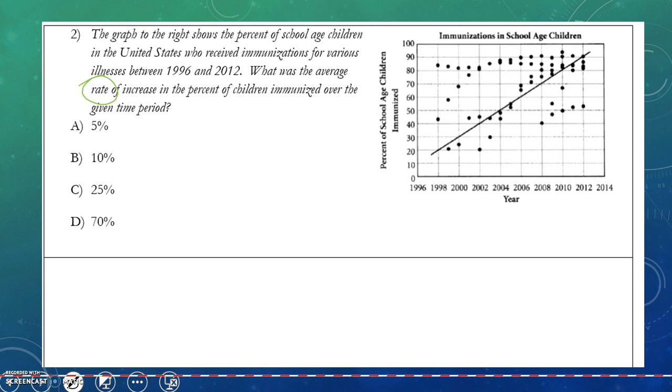So I just need to pick 2 points on that line. So I'm going to pick this one. And then I'm going to pick another nice one. That's a nice one. So then remember, slope is rise over run. So I draw my triangle. So the rise, I'm going from 20 to 30, so that's 10, up 10. And the run right here, 1998 to 2000, is 2. And that simplifies to 5. So my answer is A. So you do it just like we did when we did slope of regular lines.